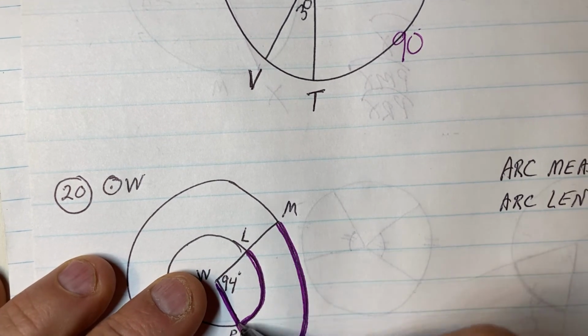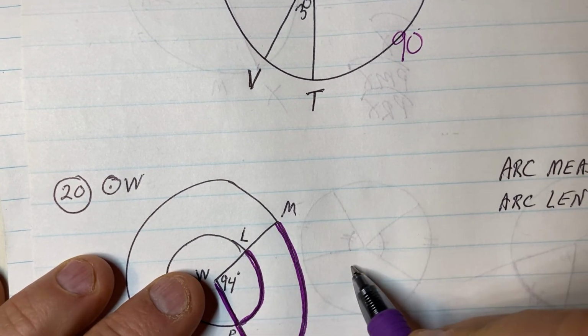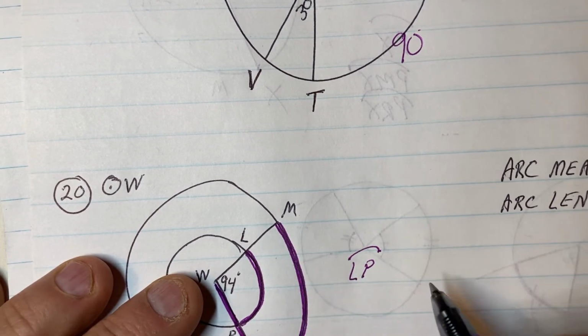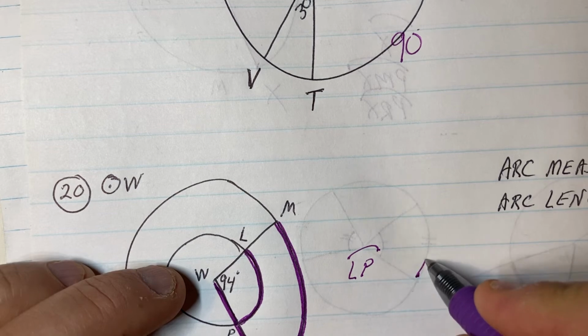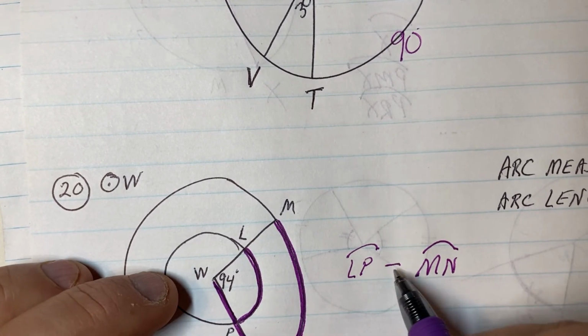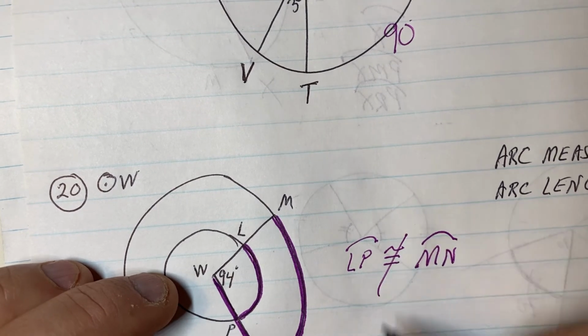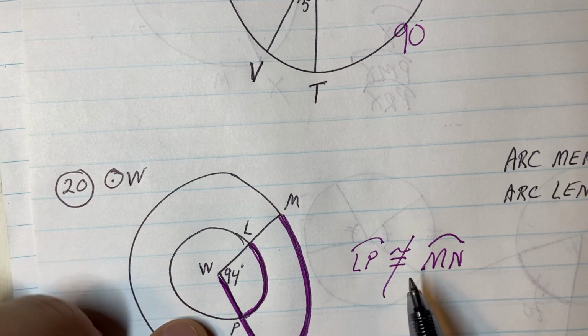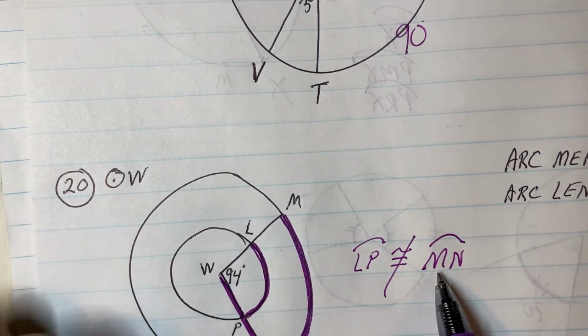Is arc LP going to be congruent to arc MN? I don't mean the rapper, M&M. Is it going to be congruent? Nope. Arc LP is not congruent to arc MN.